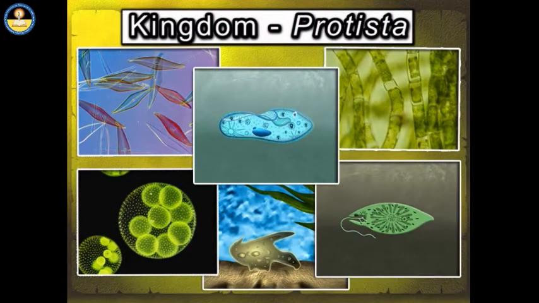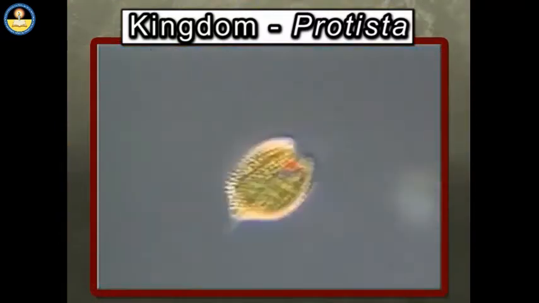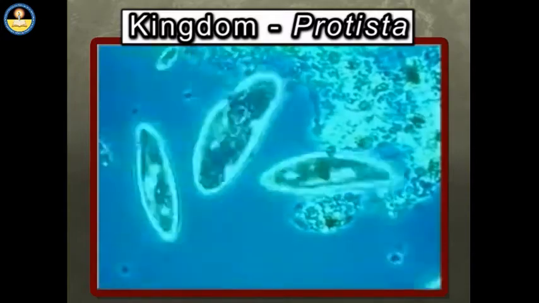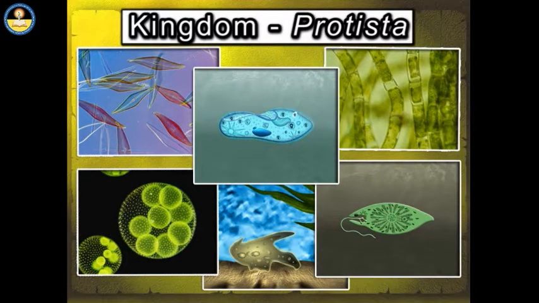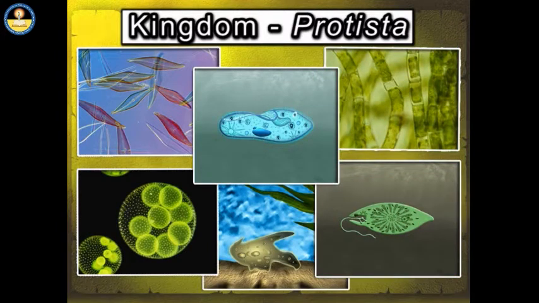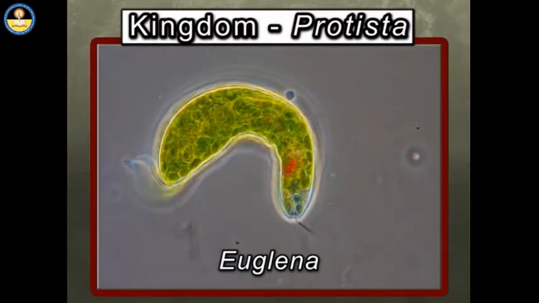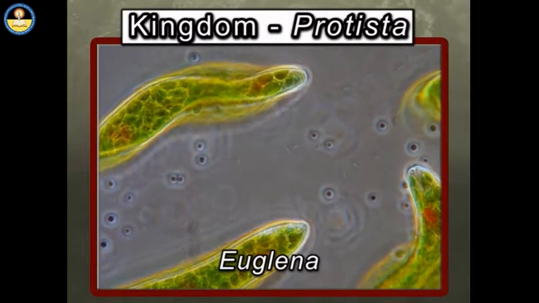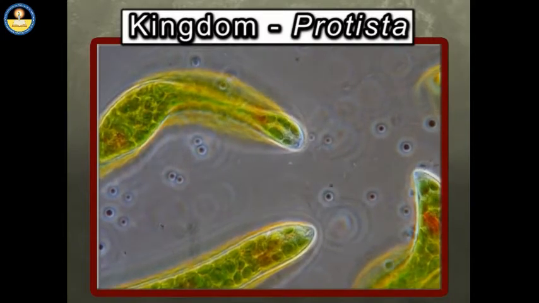Kingdom Protista. All protozoa, zooplankton and phytoplankton come under this group. Planktons are typically tiny organisms found drifting near the surface in water bodies. Protists have characteristics of both plants and animals. Like plants, many species of protists can make their own food by the process of photosynthesis. Euglena is one such example that has chloroplasts and makes its own food by photosynthesis. Like animals, many protists are capable of moving around.